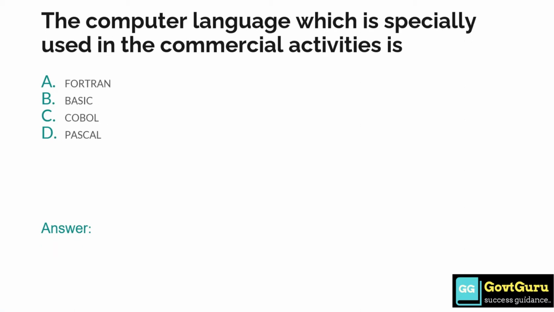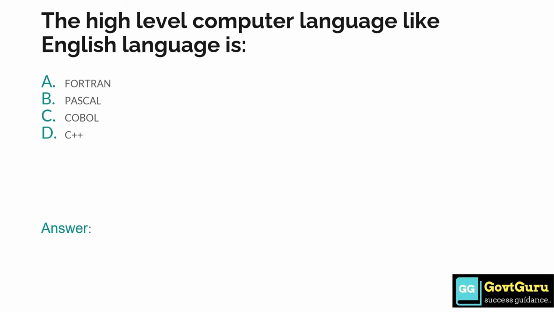The next question is the computer language which is specially used in the commercial activities is. Option A Fortran, option B BASIC, option C COBOL, option D Pascal. So the answer is option C, that is COBOL. Next question is the high level computer language like English language is. Option A Fortran, option B Pascal, option C COBOL and option D, that is C++. The answer is option C COBOL, which is a high level computer language like English language.